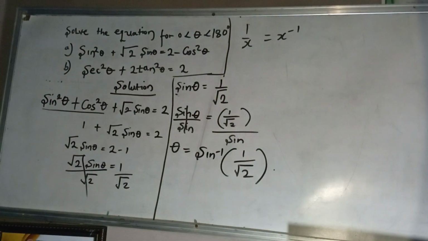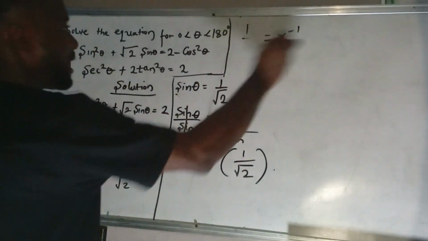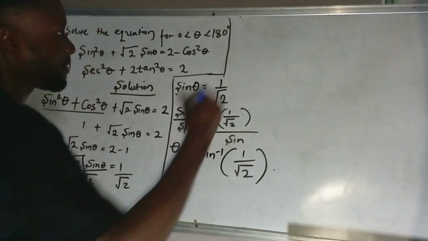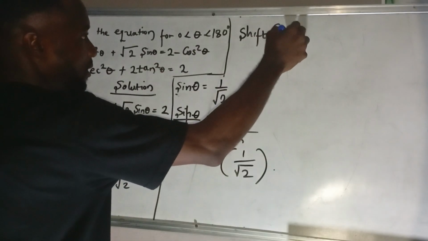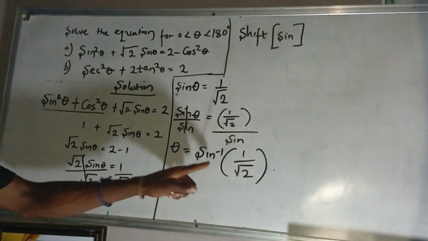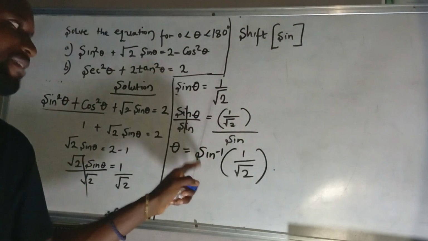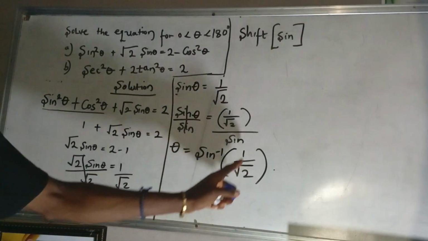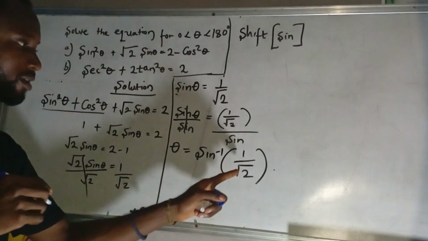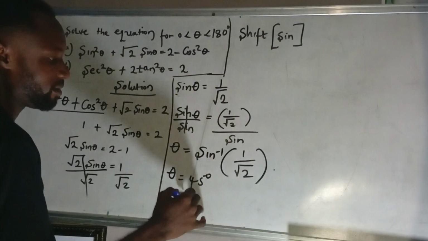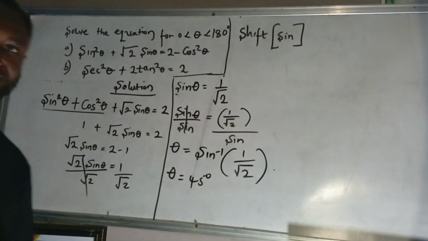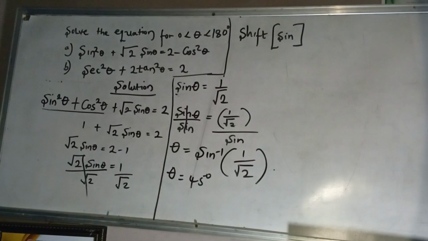You press this in your calculator. How do you press sine inverse? You press shift and sine. When you press this, you have sine inverse. Then the sine inverse of 1 divided by square root of 2 is 45 degrees. Yeah, that is the final answer.